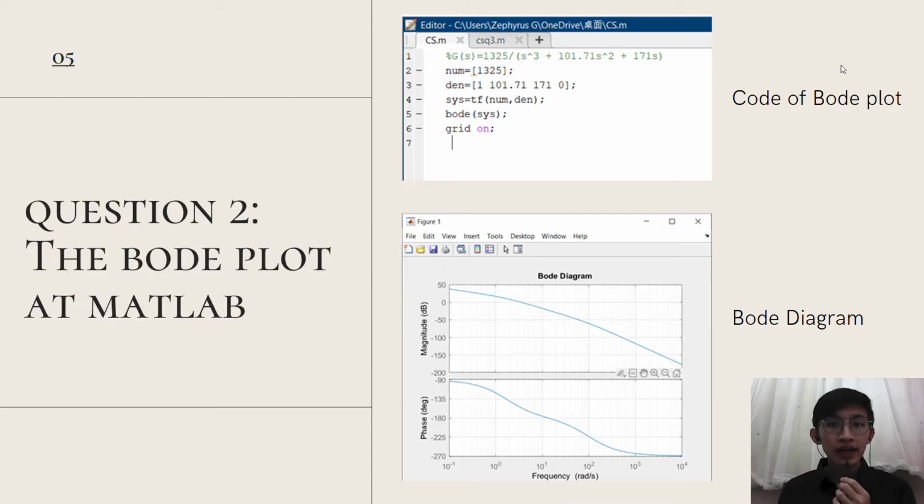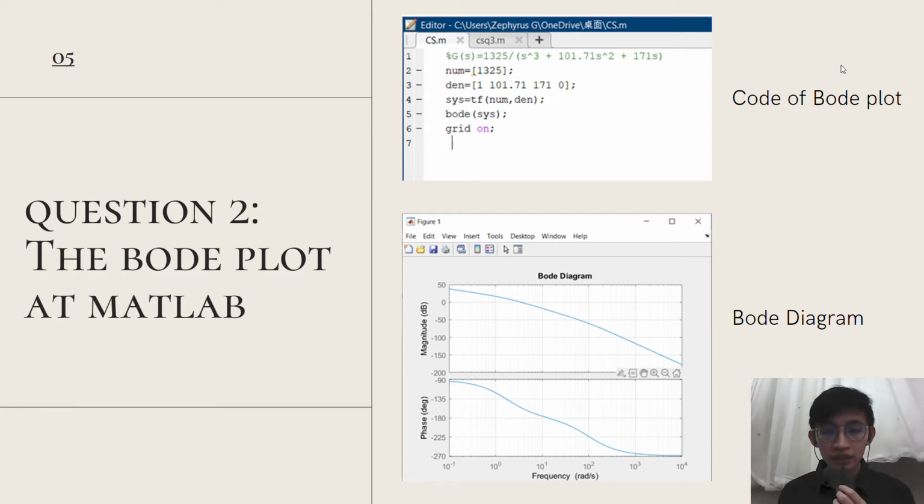Thank you. Hi doctor, my name is Mun Feng. Now I will continue to present question 2, the Bode plot in MATLAB. The upper diagram shows the code of the Bode plot. First, I will call out the num and den. Then I will define the system equal to tf in the bracket of num and den. Then I will call out bode in bracket of system. Then I will command grid on to show the diagram after I run the code.